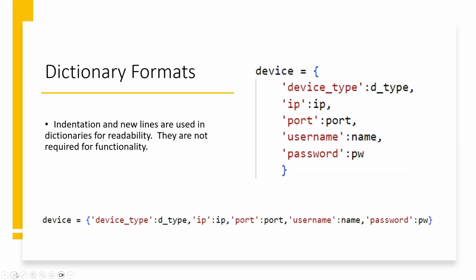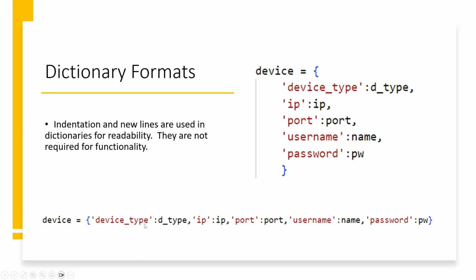And the formats. Indentation and new lines are used in dictionaries for readability. They're not required for functionality. So you can look here at this top right one. We see it all formatted nicely. We put a new line in between them. We have them all organized in a nice, neat column. We could do it this way as well. It's just not as readable.